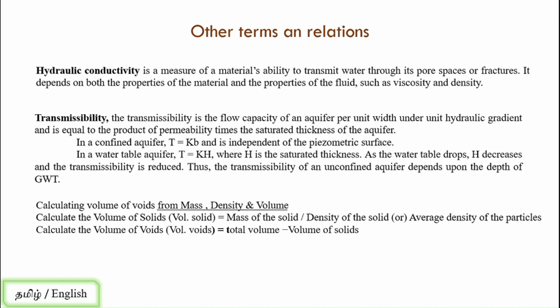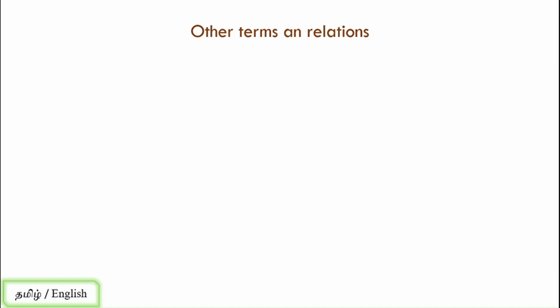Then if you want to calculate the voids from the above equation, you can use: volume of voids is equal to total volume, which you found from the above equation, minus total volume of the solid. So this gives the volume of void. This is the relation between mass, density and volume, especially in terms of a porous medium, which we are going to use for our upcoming calculations.